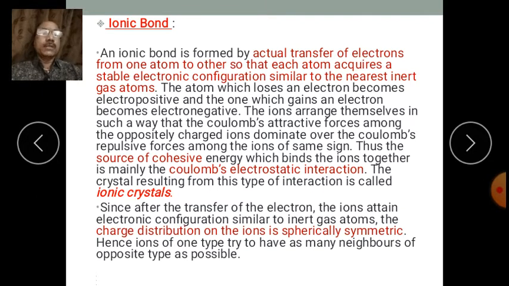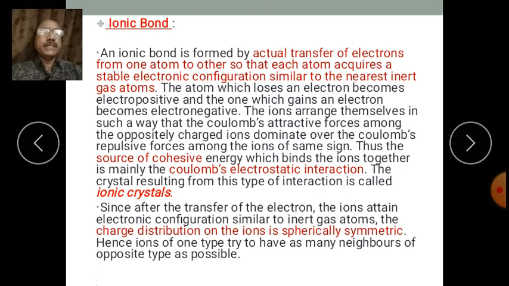So the source of cohesive energy, the energy which binds these atoms together, is the Coulomb's electrostatic interaction. The crystal resulting from this type of interaction is called an ionic crystal, since after the transfer of electron, the ion attains electronic configuration similar to inert gas atoms.